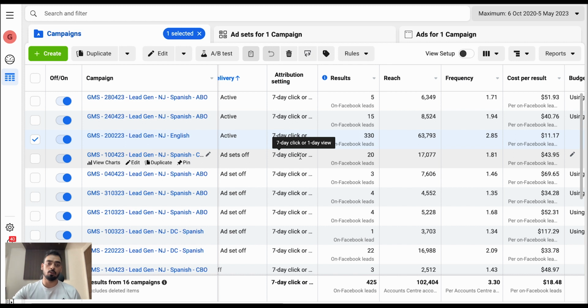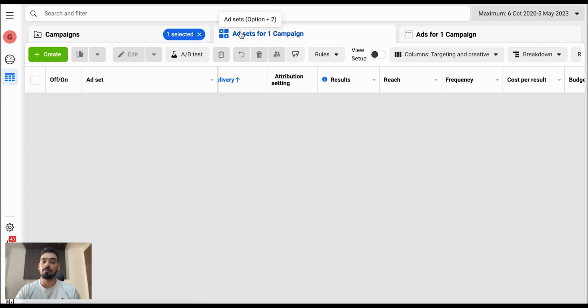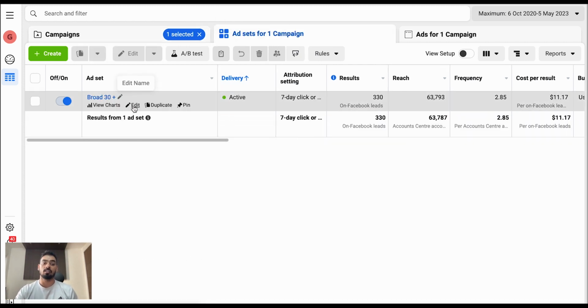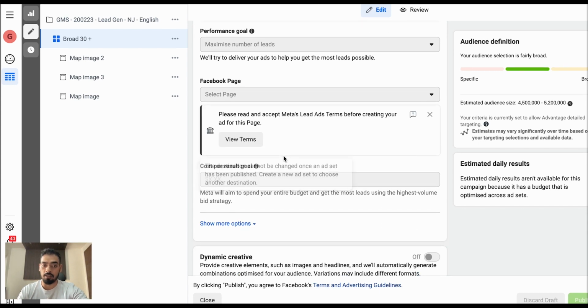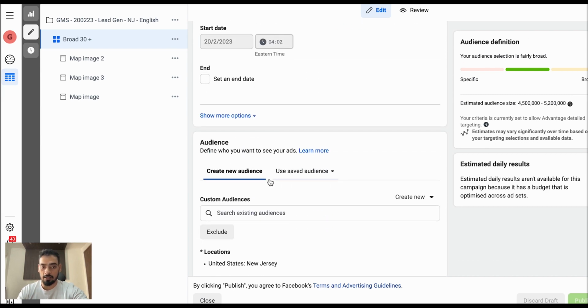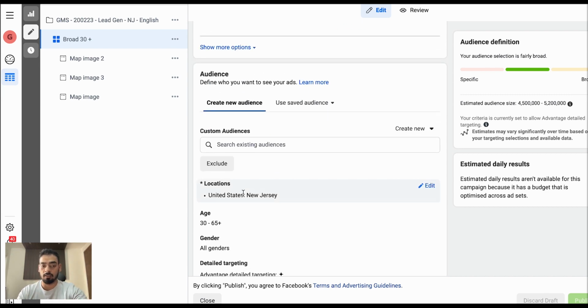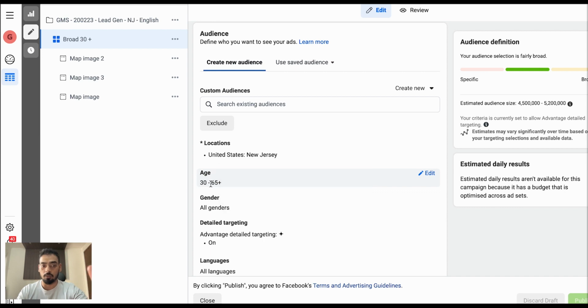So now we are going to dive into how you can optimize, or what is the targeting that I'm currently using for this ad account specifically. You can see, as the name suggests here, this is broad 30 plus, right? Which means this campaign is broad, and we are targeting the entire New Jersey state, age is 30 to 65.